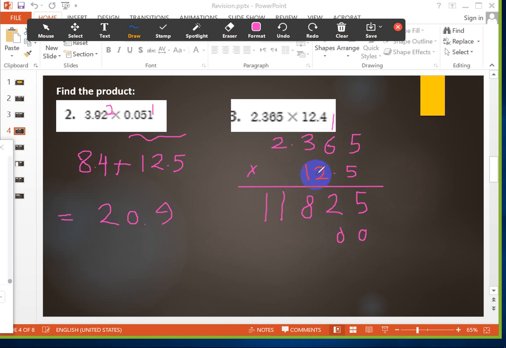Now continue. 2 multiply 6 equals what? Equals 12. 12 plus 1 equals what? 12 plus 1 equals 13.